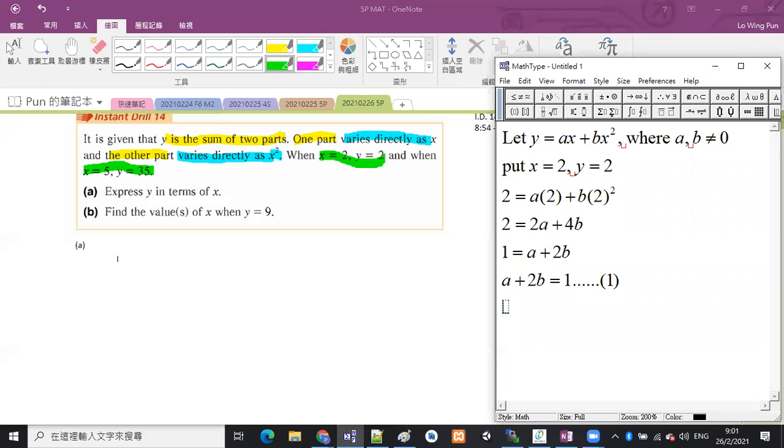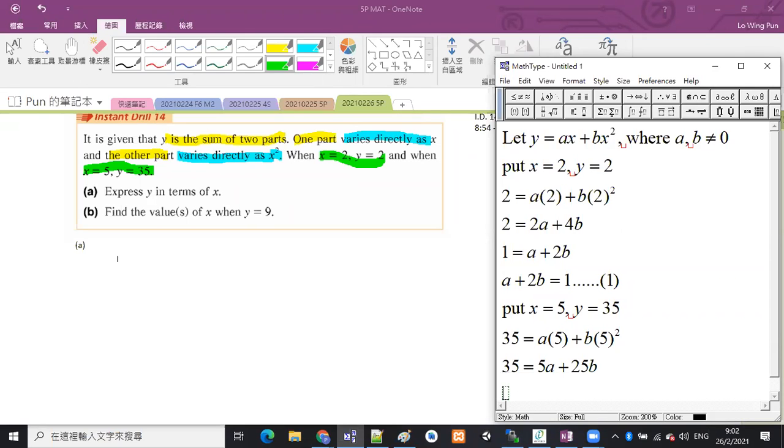And then we have the second group of numbers. Put x equals 5 and y equals 35. It is equal to a times 5 plus b times 5 squared. And simplify the terms. 35 is equal to 5a plus 25b.